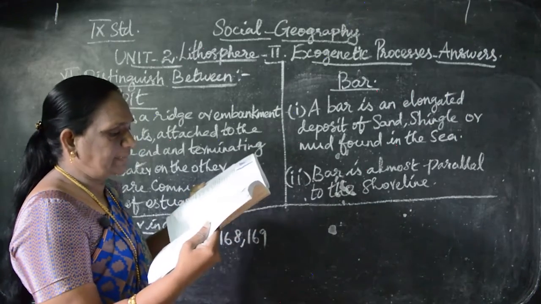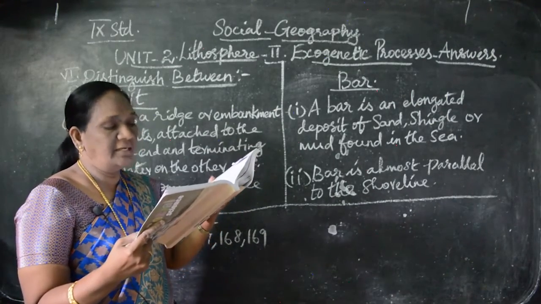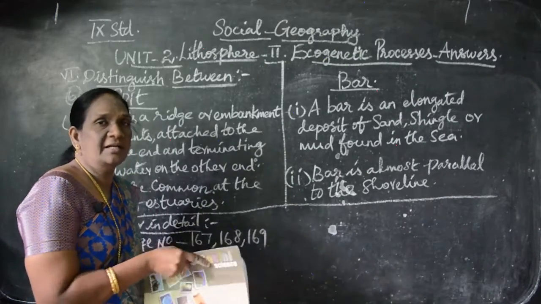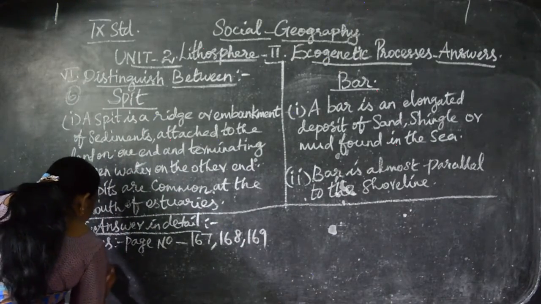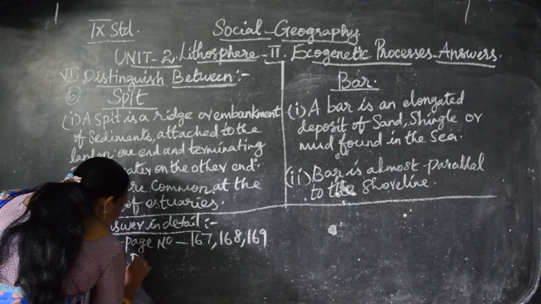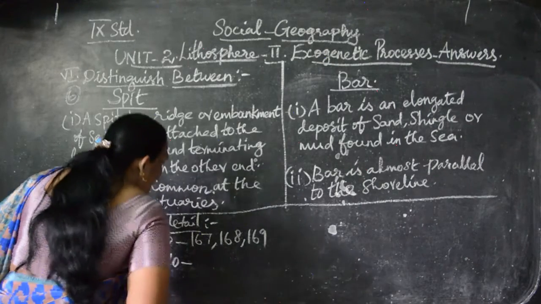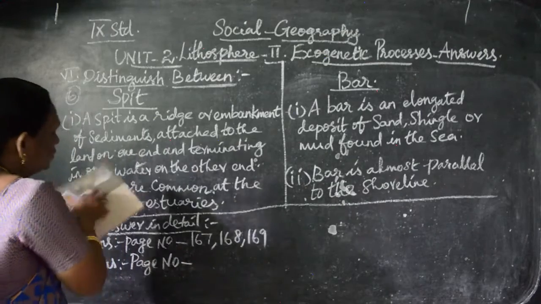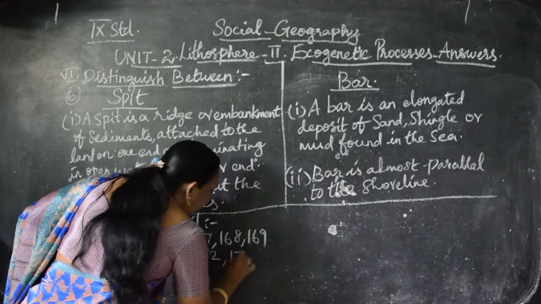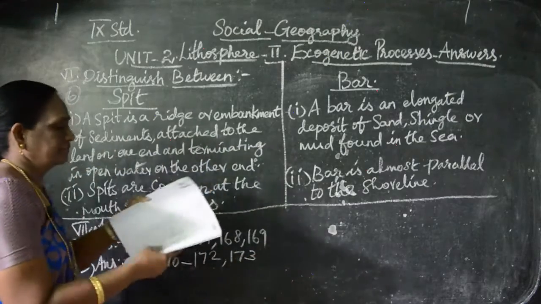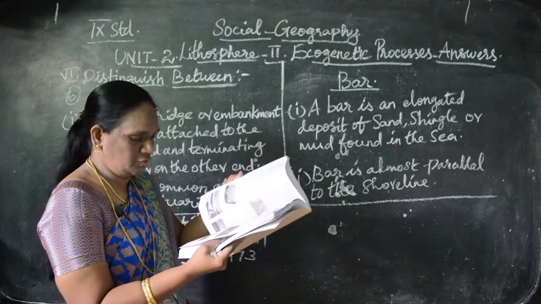That is, explain the erosional landforms formed by underground water. That is in page number, second answer. Page number 172 and 173. 172, 173. Take page number 172.